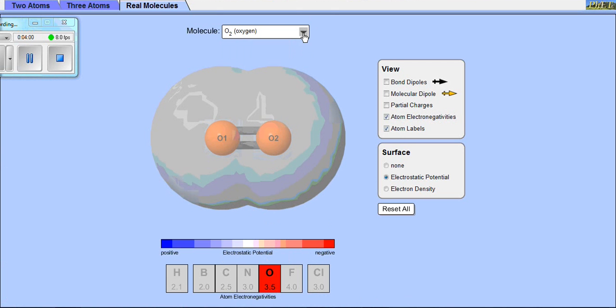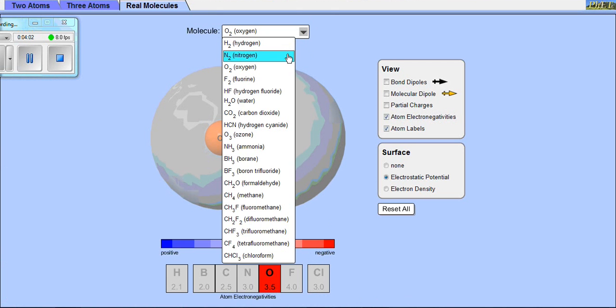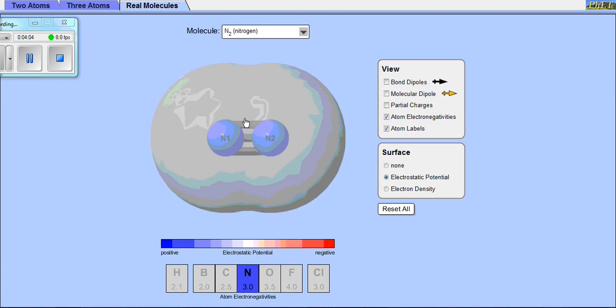And the third example which we have is the nitrogen molecule. In the nitrogen molecule, we see that each nitrogen has 3 electrons which are shared with another nitrogen, and this forms a triple bond between the nitrogen atoms. And again here, nitrogen has an electronegativity of 3, and the electrons are evenly shared between the two nitrogen atoms.